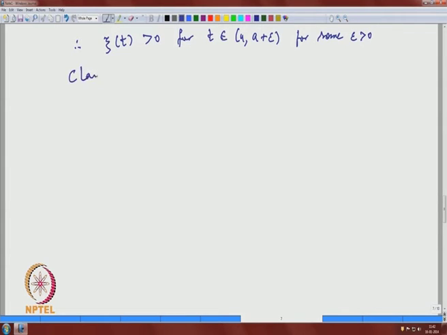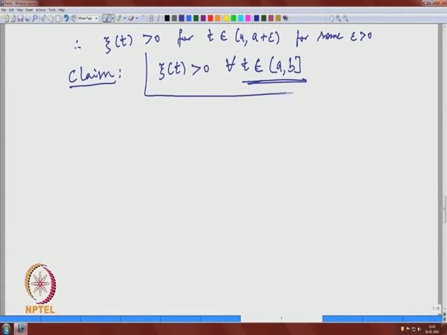So, claim. This is again a very simple calculus argument. J of T is positive for all T in A to B. So, up to B the J remains positive. So, only at A it may be 0 or it may be positive. So, that is the claim. Once we have this, the proof follows very easily, and this is also a very simple calculus argument. So, suppose not.